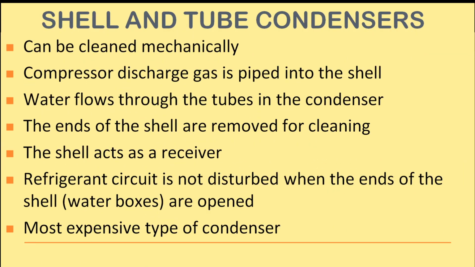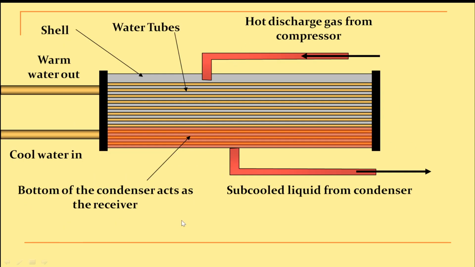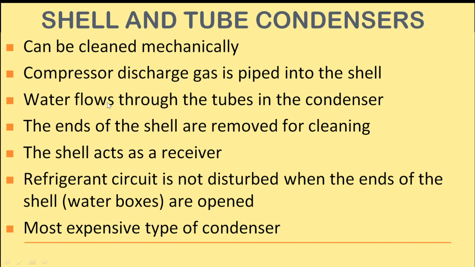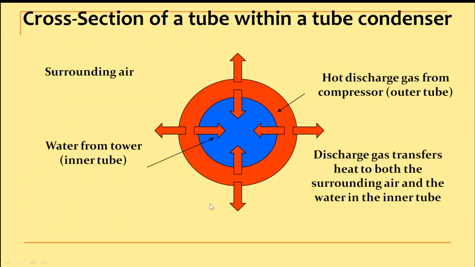So these are the features of shell and tube condensers. The mechanical cleaning is possible. Compressor discharge gas is piped into the shell. Water flows through the tubes in the condenser, depending on the arrangement again. The ends of the shell are removed for cleaning. So both ends of the shell, you can see here, these black colored caps can be removed so that the entire cleaning is possible. Shell acts as a receiver. At the same time, it is the most expensive.